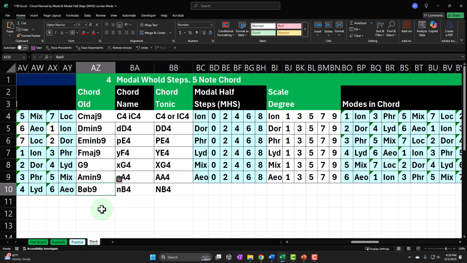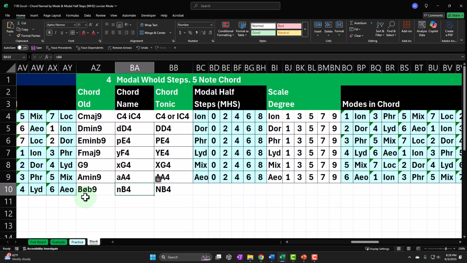It has a flat 2 or flat 9. So now we have to flatten the 9 because for whatever reason, the 9, 11, and 13 are assumed to be on the major intervals, even though the diminished by default assumes the minor intervals for the 3rd and the 7. Okay, this is crazy, all right? I mean, this is crazy.